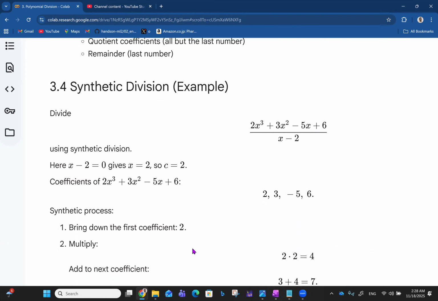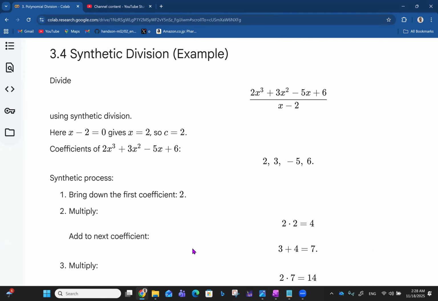Okay, so let's try it out so you understand what exactly you're doing. We are solving the same problem that we solved before, using the synthetic method as an example. So here we want to divide 2x cubed plus 3x squared minus 5x plus 6 by x minus 2.